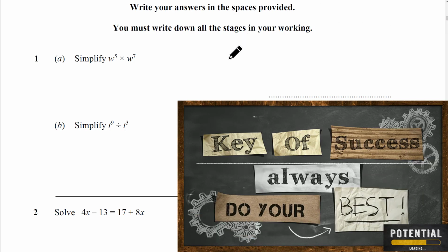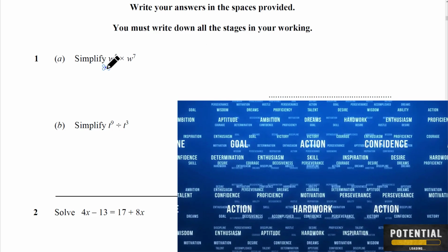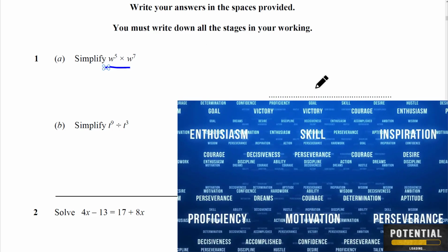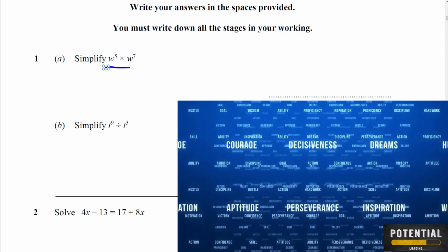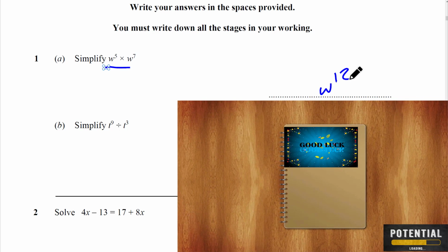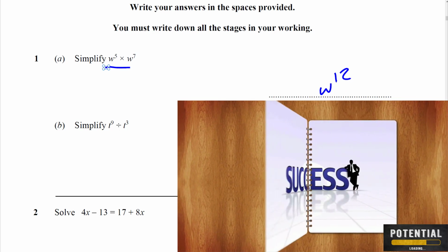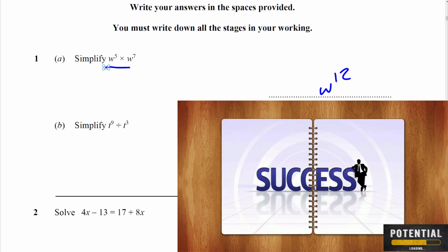We just add the powers. It's a 1 marker, so you can just write the answer down. That's w to the power 12. This we subtract the powers. That's t to the power 6.